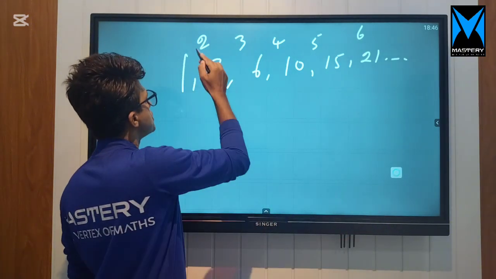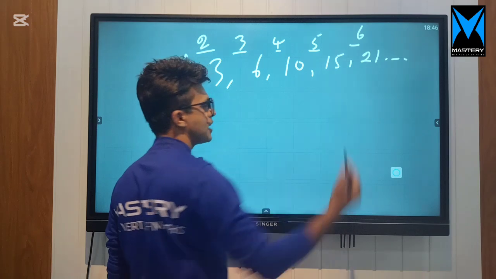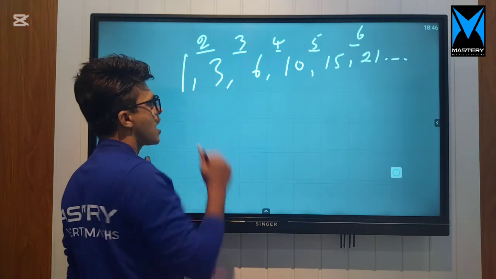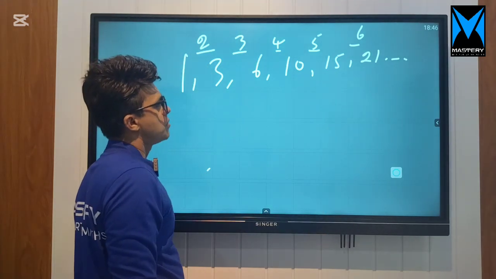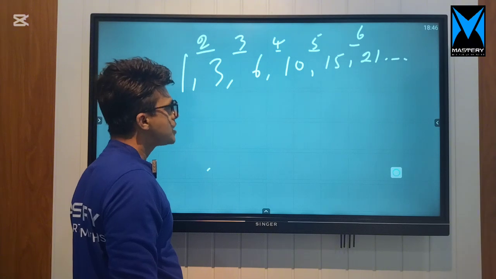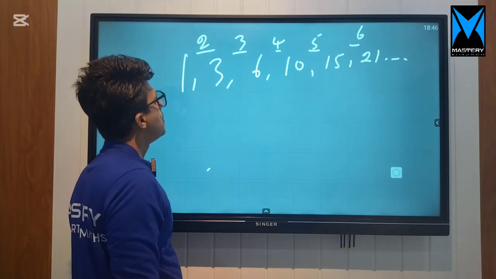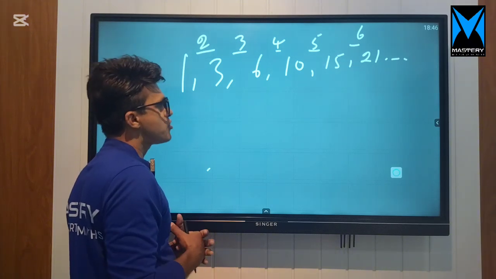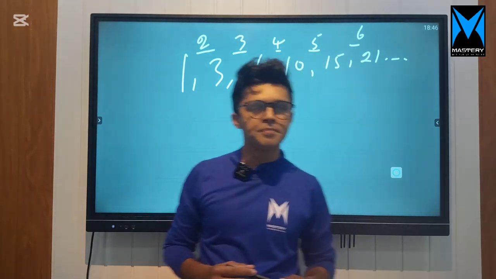So just bear in mind this relation. These are triangular numbers, okay? This is a way of getting the triangular numbers as well.